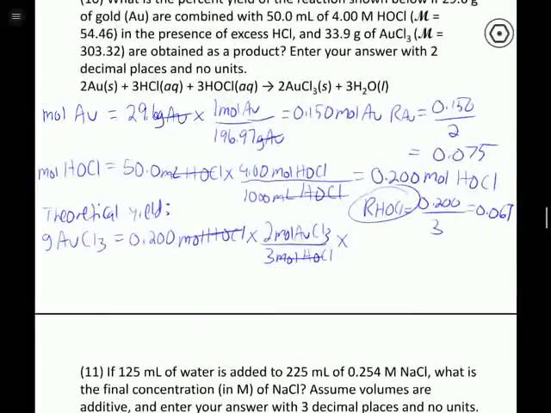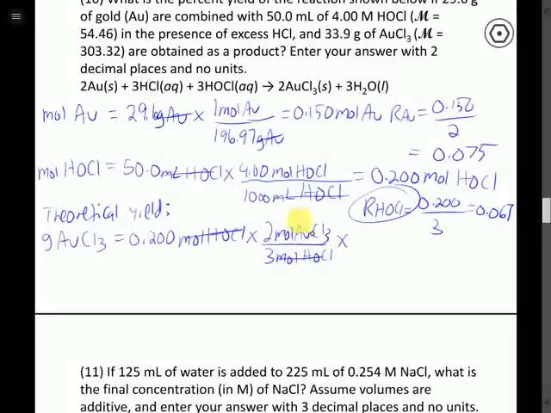For finding percent yield, we can use either moles or mass as our quantities, but we're given an actual yield in grams. So let's go ahead and find the theoretical yield in grams as well. The molar mass of gold chloride is 303.32. That's given to us in the problem, so we don't have to calculate it.